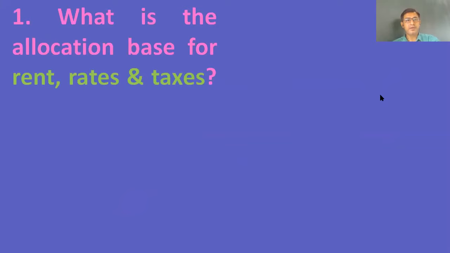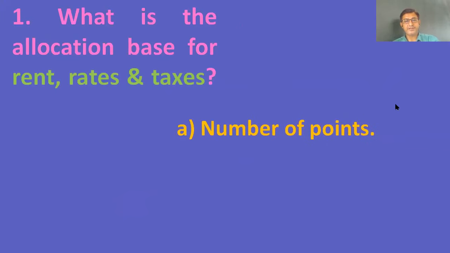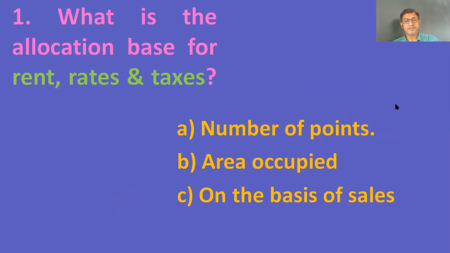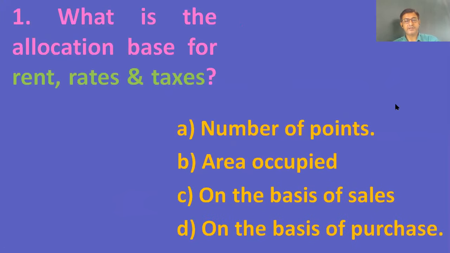What is the allocation base for rent, rates and taxes? Let's have the options: number of points, area occupied, on the basis of sales, or it may be on the basis of purchase. And the right answer is area occupied, option B.